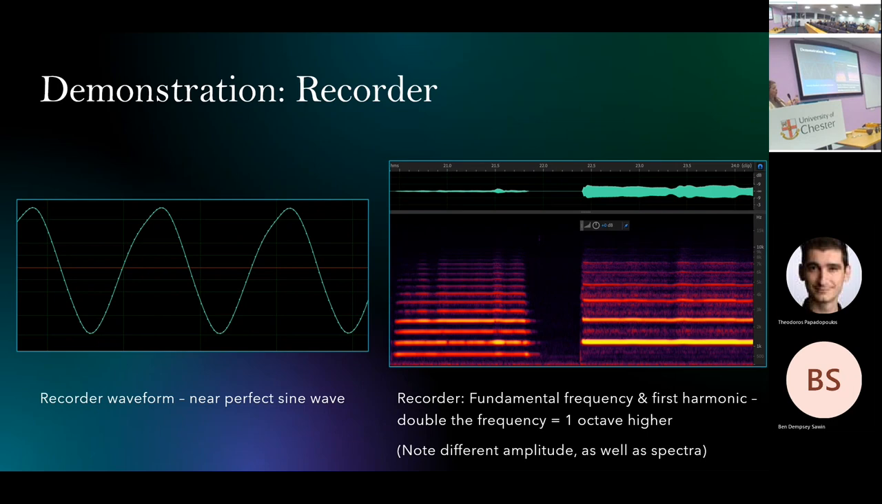Recorders are basically a straight pipe with one of these fipple blade setups at the end. I can get two different harmonics out of it quite easily. So this is the fundamental frequency. This is the lowest frequency I can get out of this length of tube. Now, if I just slightly change the way I blow.